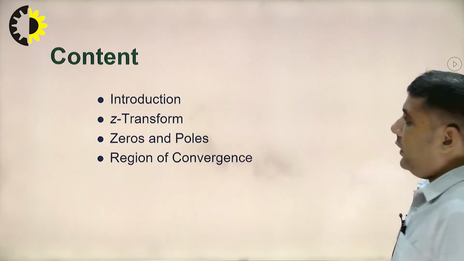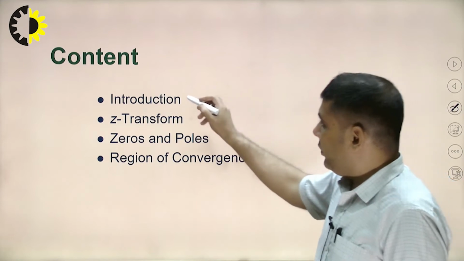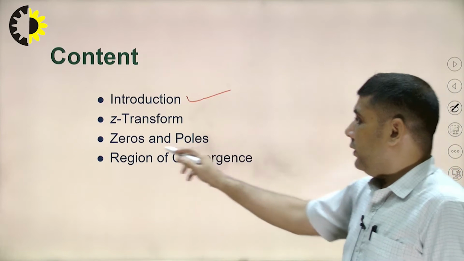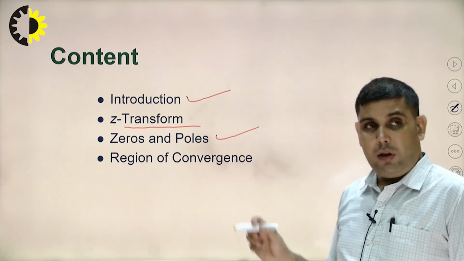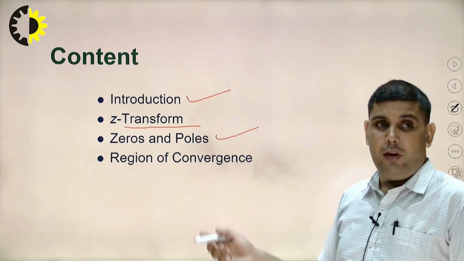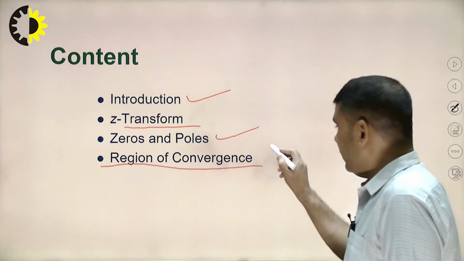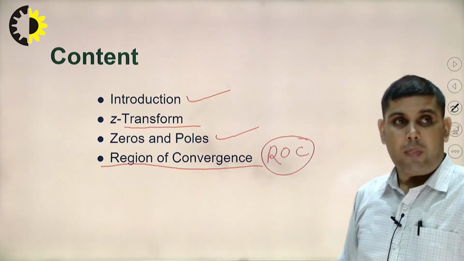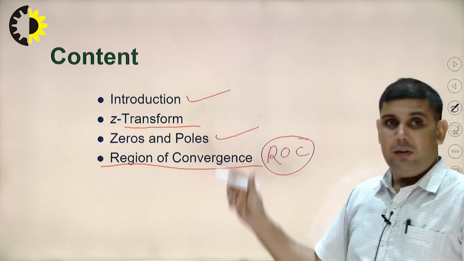As far as the contents of today's video lecture are concerned, firstly we will see the introduction about the Z transform, then what are poles and zeros and what is the significance of poles and zeros in Z transform in terms of causality and stability, and then at last we will discuss the region of convergence, that is ROC in short. So let us just start the discussion for today's lecture.